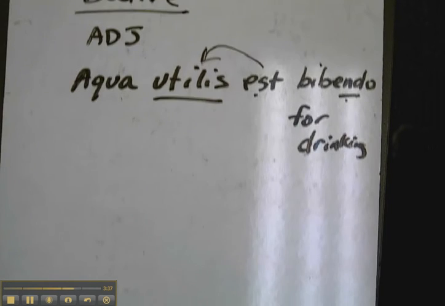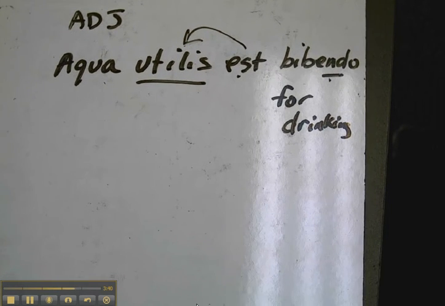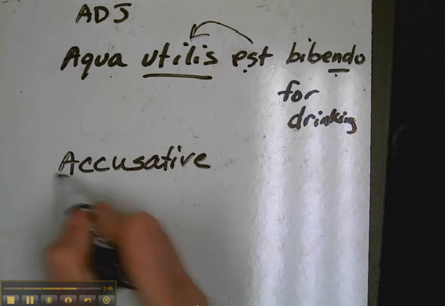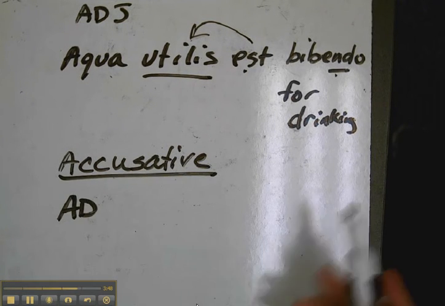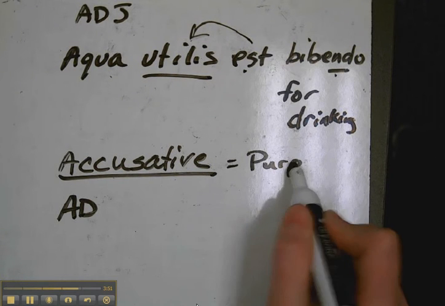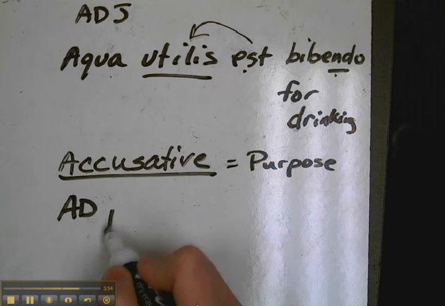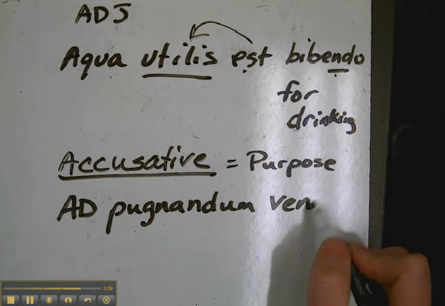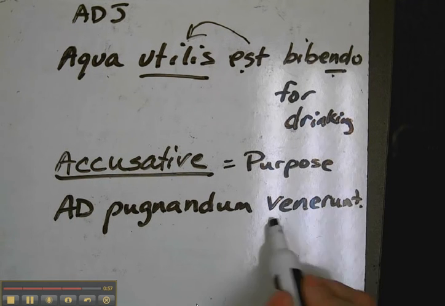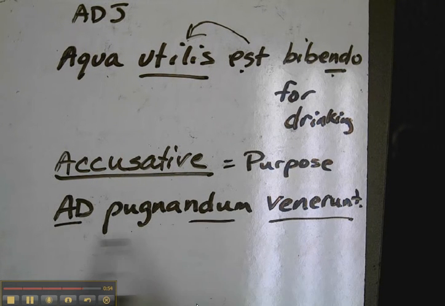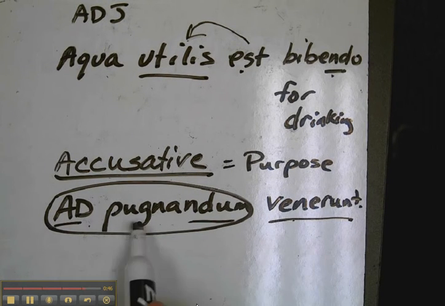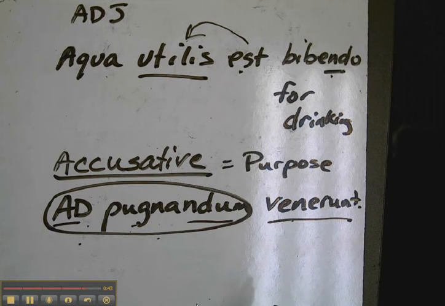Now, in the accusative case, it's only used with prepositions, mainly the preposition ad. So accusative, used with ad mostly, and it shows purpose. Okay, so if we had ad pugnandum venerunt, well, they came to fight, literally for the purpose of fighting. Okay? But you can translate it either way. You can say they came to fight or for the purpose of fighting, even though it's not in the genitive.